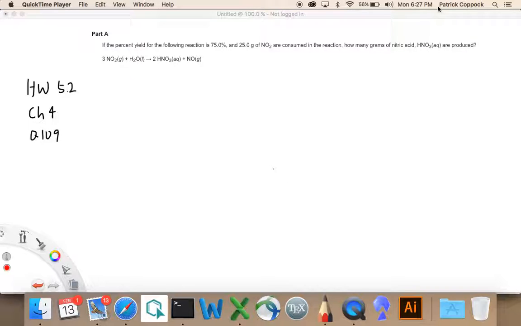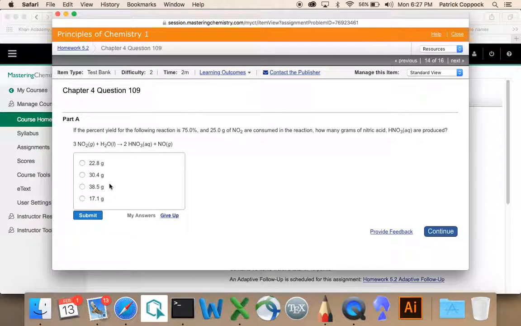Okay, so I got a question in class last Tuesday, and the question was from homework 5.2, Chapter 4, Question 109, just to remind you what it looks like. The question was, if the percent yield for the following reaction is 75% and 25 grams of nitrogen dioxide are consumed in the reaction, how many grams of nitric acid, HNO3, are produced?